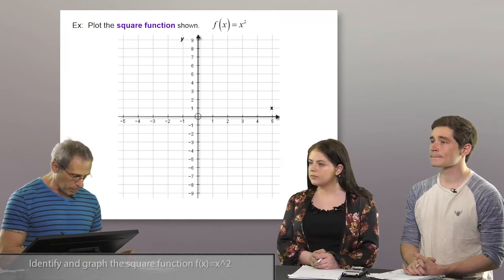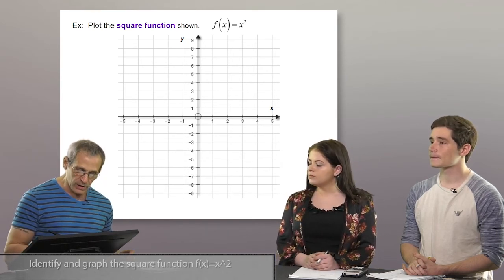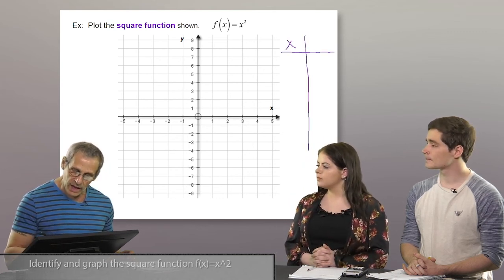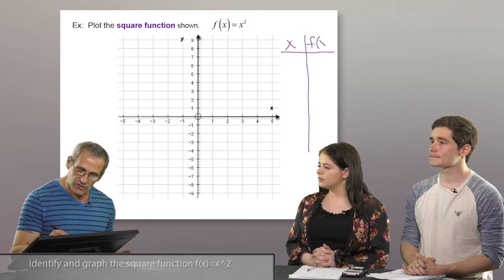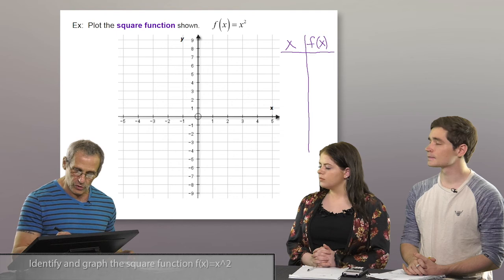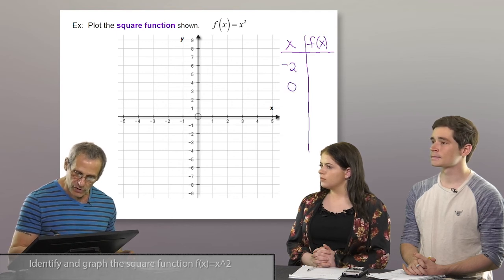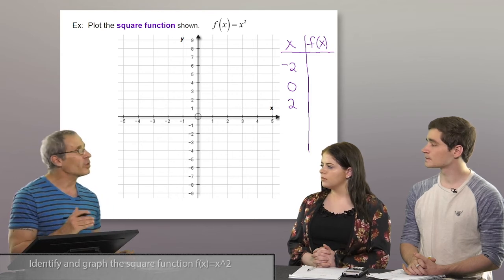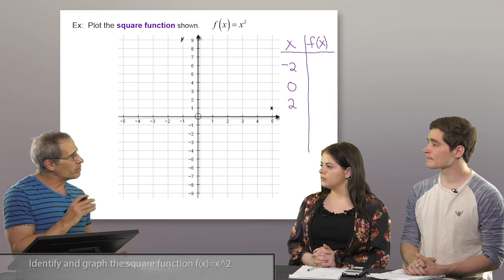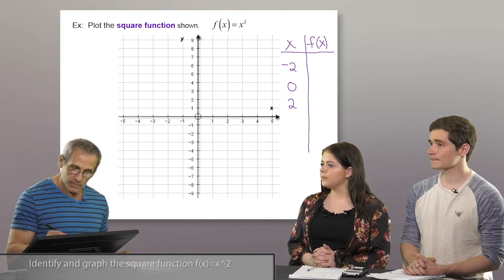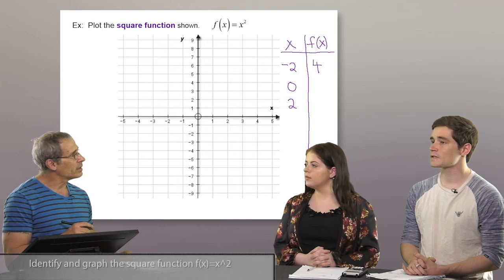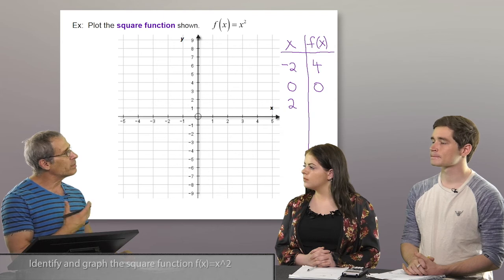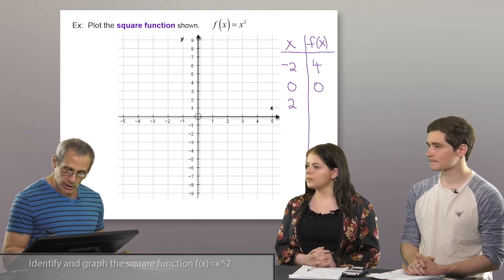To do this, we're just going to plot points. So we're going to come over here and set up a table. I'm going to choose this part of the slide to write my table on. I'm going to have x and f of x. And for the inputs x, I'm going to choose three values, -2, 0, and 2. And for f of x, we're going to square each of those numbers. So when the input is -2, the output would be -2 squared, or 4. When the input is 0, the output would be 0, because you have 0 squared, which is 0. And when the input is 2, the output would be 4, because that's 2 squared. Very good.